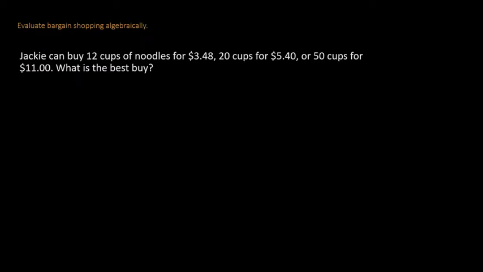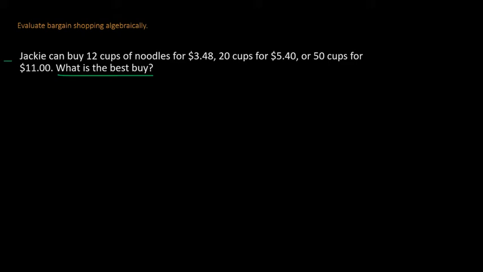This is not going to be the focus of this video, but I do want to do one example as sort of a warm-up. So let's say that Jackie can buy 12 cups of noodles for $3.48, 20 cups for $5.40, or 50 cups for $11, and we want to know what's the best buy here. So the assumption is that the best buy is going to be based on price. So of course you might be thinking, well, I don't even want 50 cups. I would never use them.